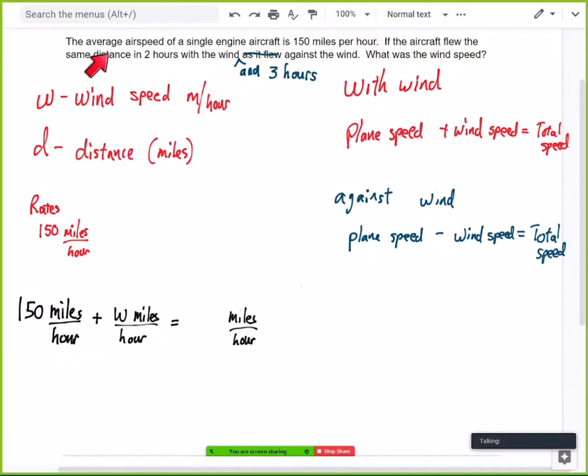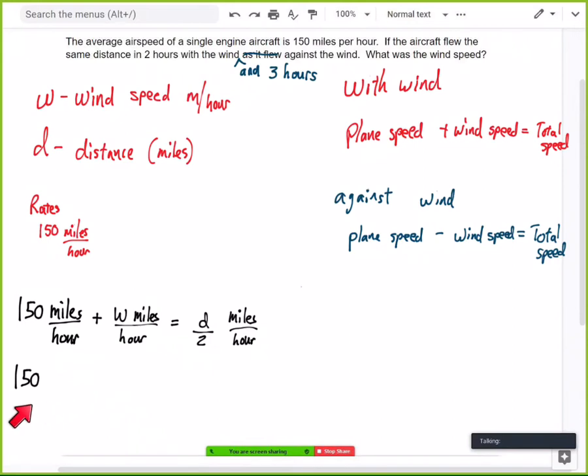Well, I go back to my information over here, and I can see that I do have a time. With the wind, 2 hours. So I could put 2 hours down at the bottom, but the distance is unknown, so I leave it open. But d over 2 represents a speed in miles per hour, where d represents a distance in miles.